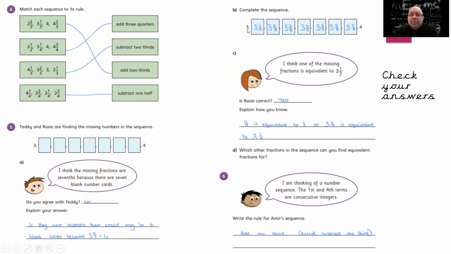So that means that the completed sequence will be 3, 3 and 1/8, 2/8, 3/8, 4/8, and so on, all the way up to 3 and 7/8, and finally to 4.